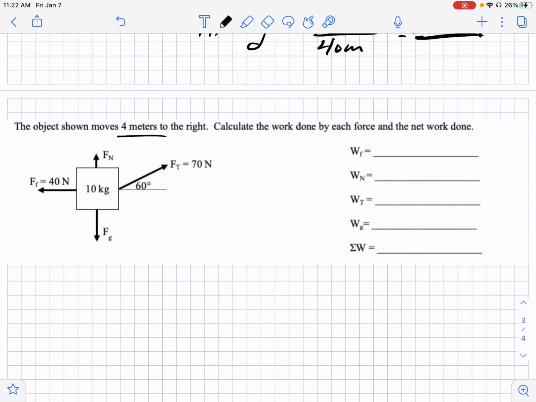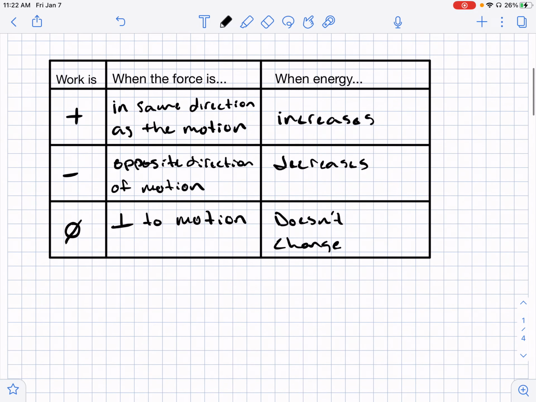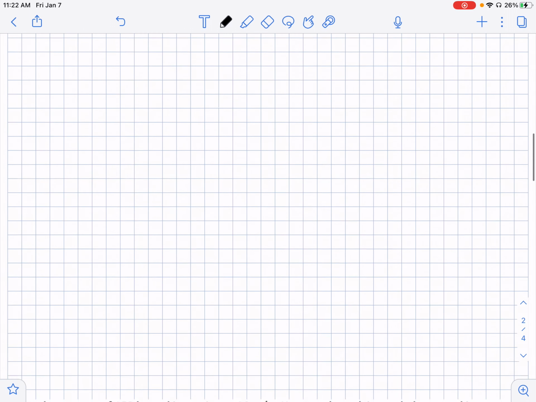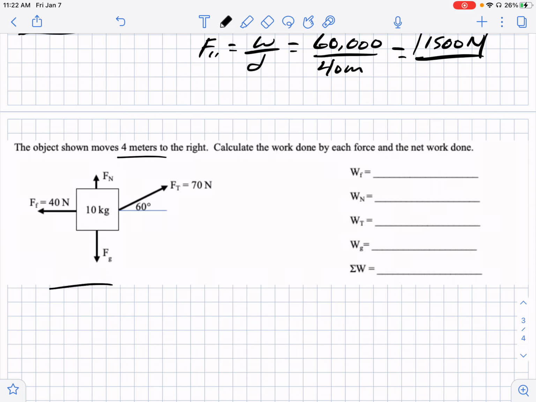So looking at that, we can first find the ones that have zero work being done, and those are the ones that are perpendicular to the motion. Because remember, back up here on our chart, we have zero work being done if it's perpendicular to the motion. So we have two forces here that are perpendicular. Since it's moving to the right, any force in the vertical direction is going to have a work of 0. So that's going to be my normal force, and it's going to be the weight. And both of those are 0 because they're perpendicular to the motion.